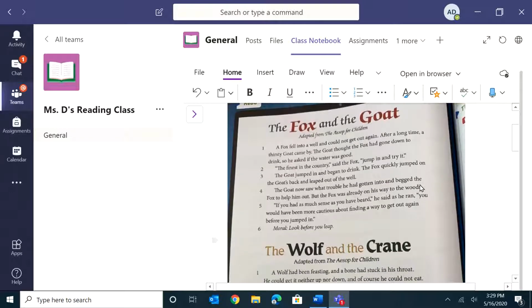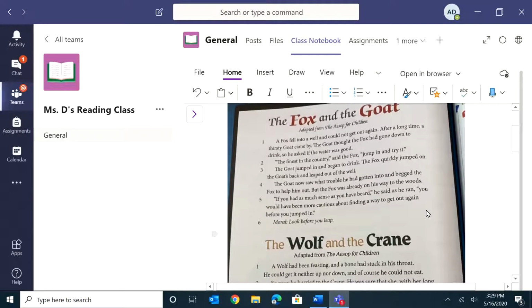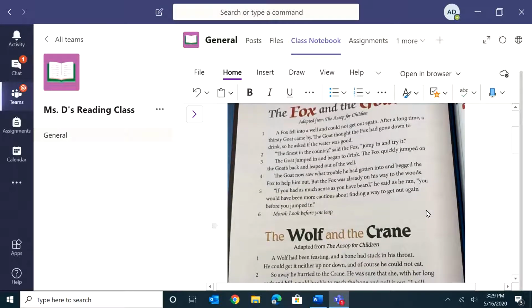A fox fell into a well and could not get out again. After a long time, a thirsty goat came by. The goat thought the fox had gone down to drink, so he asked if the water was good. The finest in the country, said the fox. Jump in and try it. The goat jumped in and began to drink. The fox quickly jumped on the goat's back and leaped out of the well.